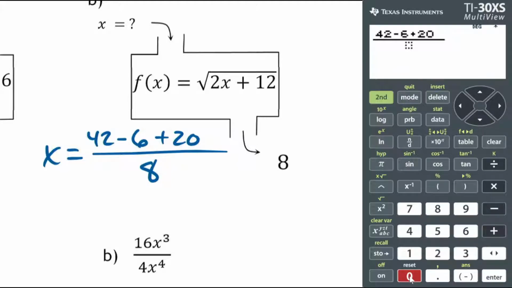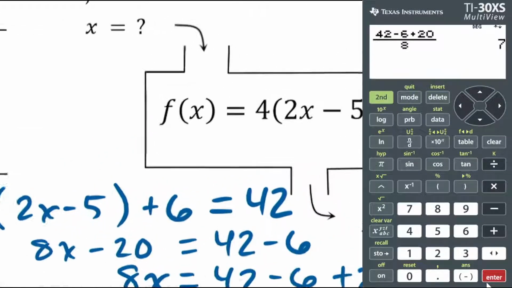42 minus 6. I'm trying to do a little mental math and see. That's going to be 62 minus 6. It's 36. And then in the denominator, I'm going to divide by 8. And I get 7. Is that right? Is that correct? Is it a 7?